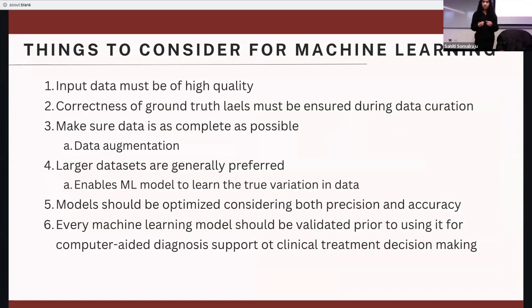And so using these machine learning algorithms, there's some really important things to consider before you start implementing your data in this application. The first one is that your input data should be of high quality with small artifacts or noise levels. The second is that the correctness of the ground truth labels must be ensured during data curation. This is because having wrong labels in your data, of course, can downgrade the performance considerably. You also want to make sure your data is as complete as possible.